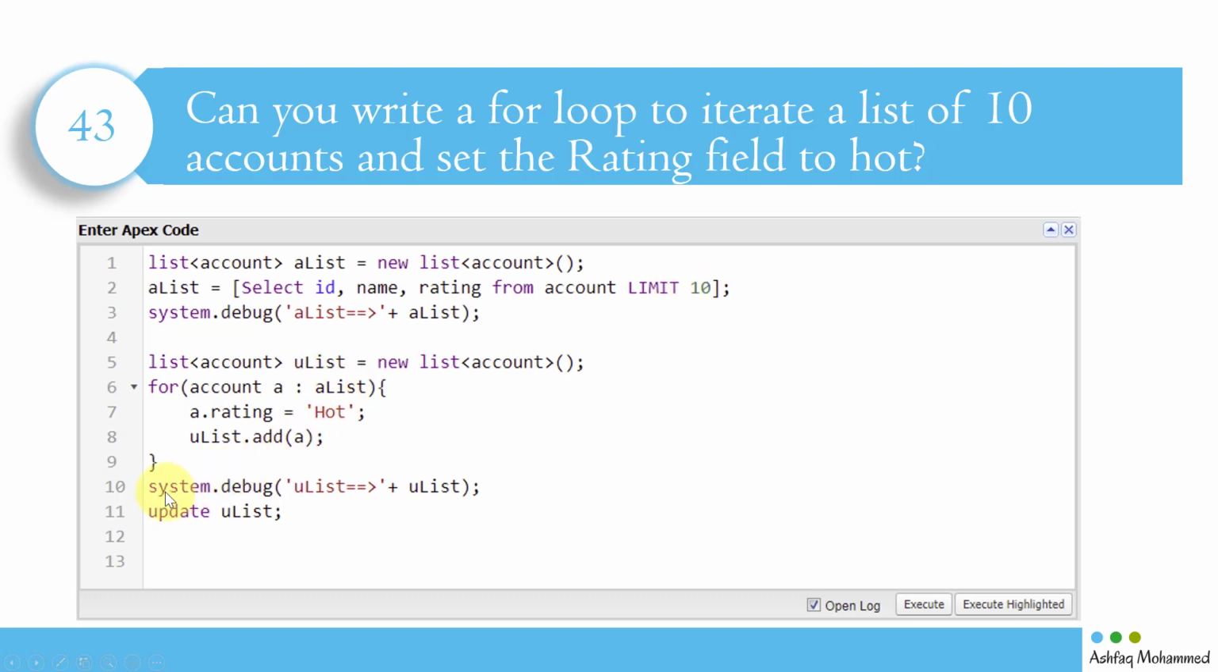And then what I'm doing, I'm again checking system.debug u list, what is there in the u list. And simply at the last point, I'm updating the u list, okay? So this will update the rating field to hot, okay? This is just a sample question. I want to check, as an interviewer, how you write the code.